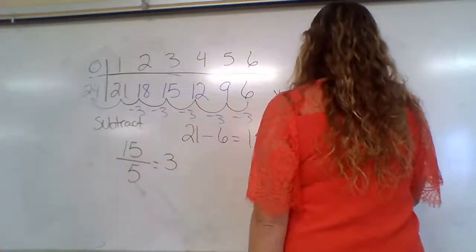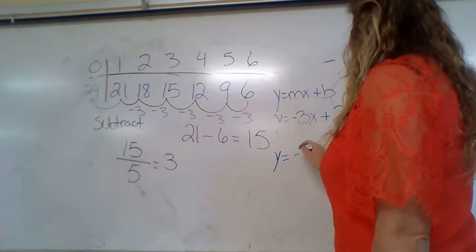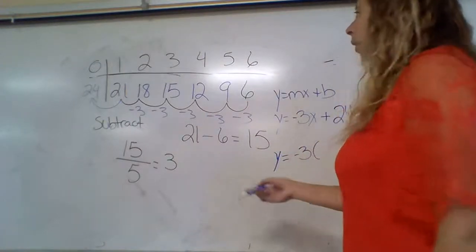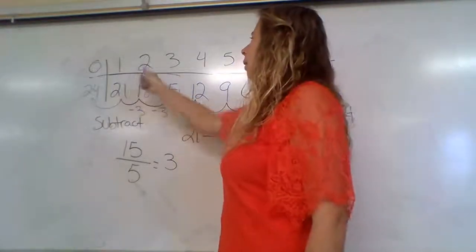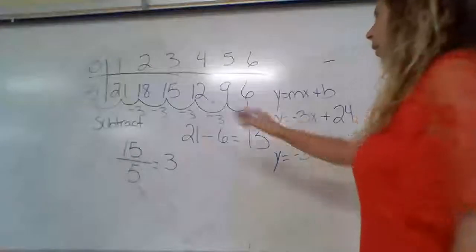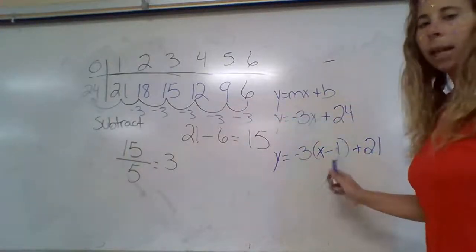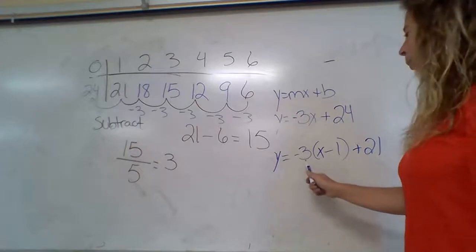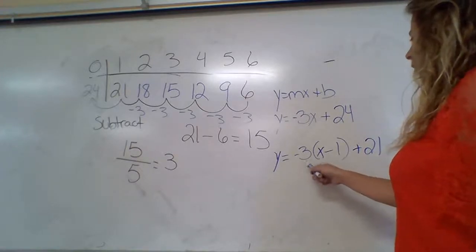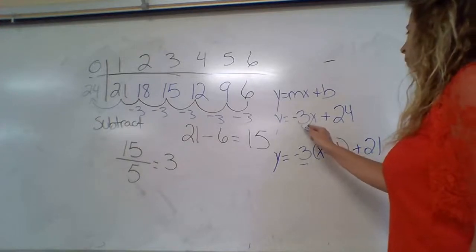Or you can write it in point-slope form. Y equals -3, and literally, you could choose any point on here. I'll just do the first one, x minus 1 plus 21. So I will also take that. This is in point slope because you have your slope and a point. This is in slope-intercept because you have your slope and the y-intercept.